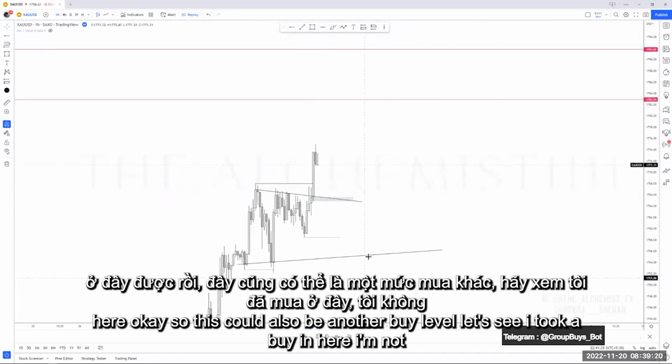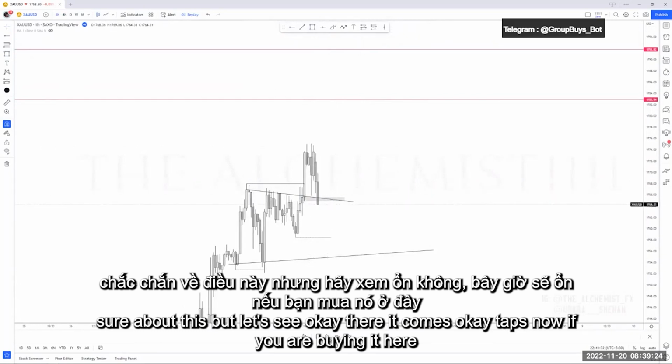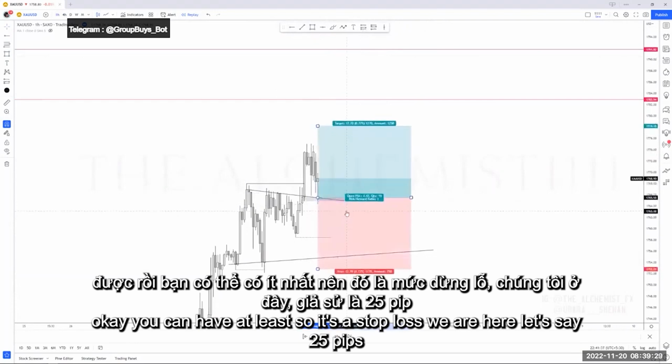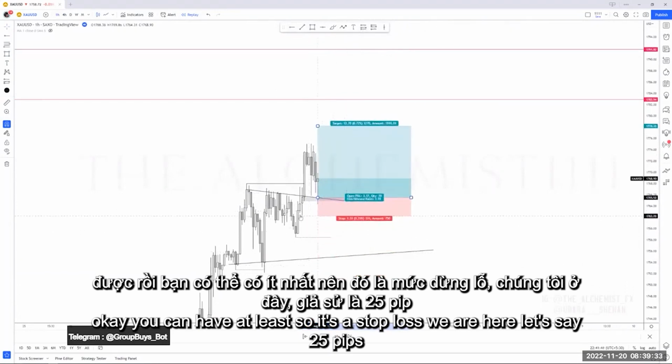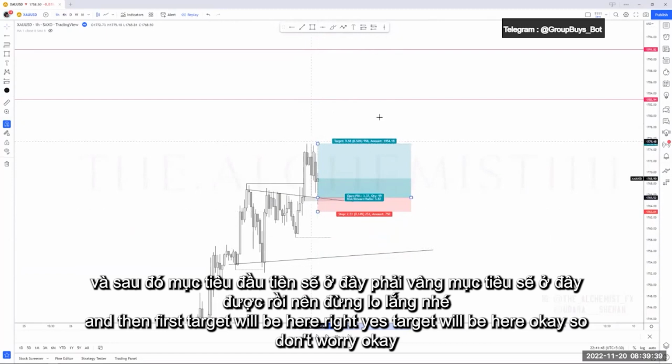Let's see. I took a buy in here. I'm not sure about this, but let's see. Okay, there it comes. Okay, taps. Now, if you are buying it here, you can have at least your stop loss view here. Let's say 25 pips. And then first target will be here, right?